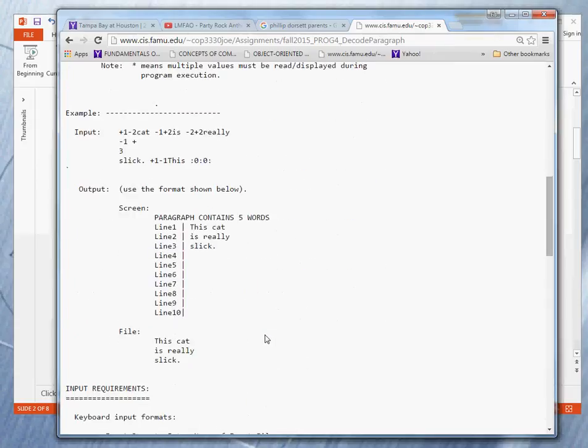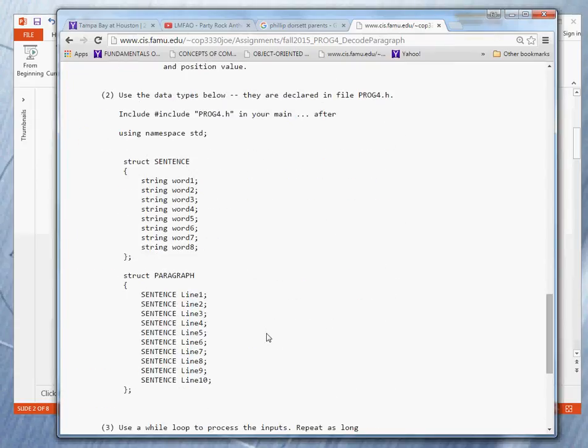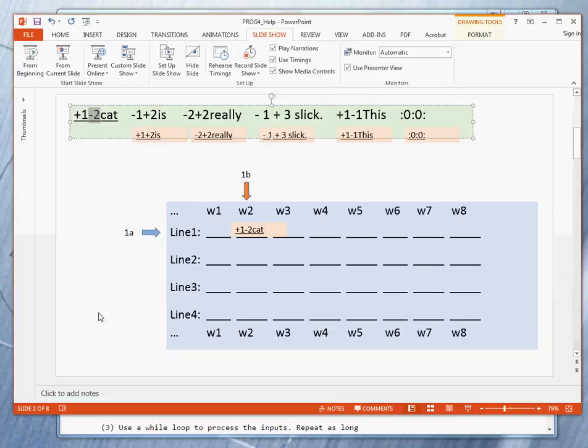Reminder, inside of our program we have structs. We have a struct that says here is a sentence. Said another way, here's a paragraph that has up to 10 lines. Each line is of what data type? Sentence. What does that mean? It means each line itself can contain 8 words. All right, so that's what we see here. Let's move on to reading the next input.